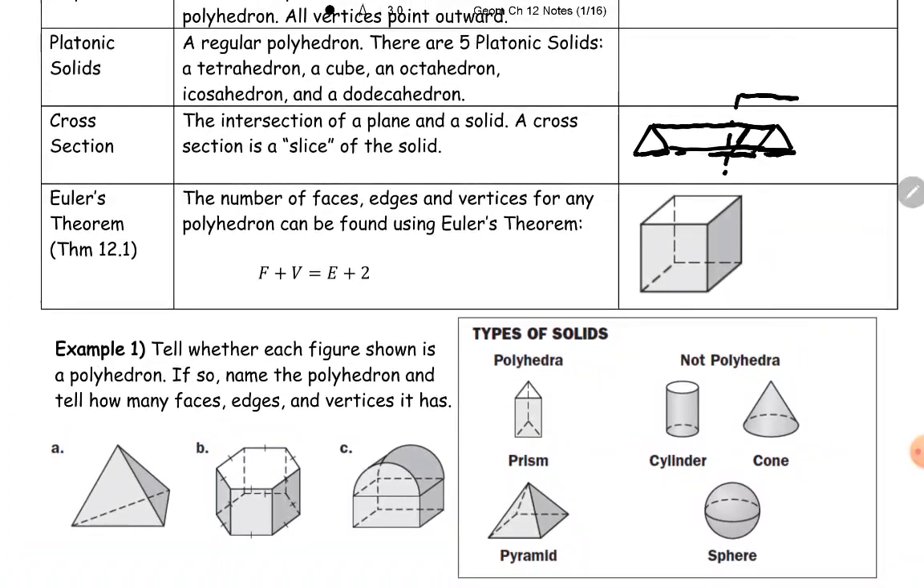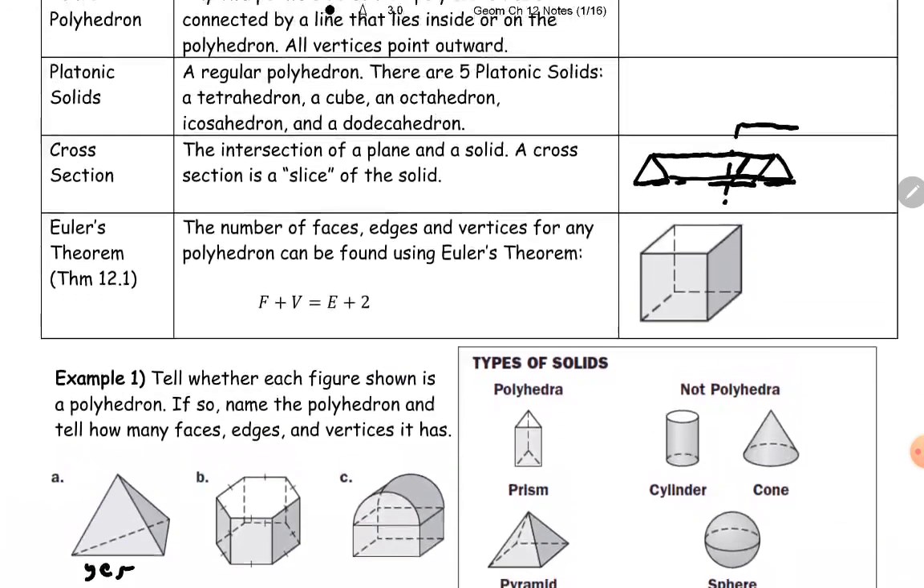Example 1. Tell whether each of the figures shown is a polyhedron. If so, name the polyhedron and tell how many faces, edges, and vertices it has. So this is a polyhedron because it is closed. All the sides are polygons. In this case, they're all triangles. And we have 1, 2, 3, 4 faces.